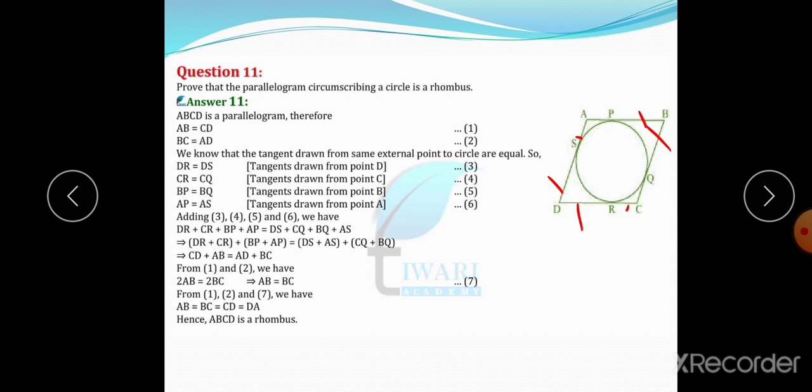Now substitute 1 and 2 in this equation. AB equals CD, so AB plus AB, 2 times AB. So the 2 cancels, and AB equals BC. Now adjacent sides are equal. When two adjacent sides are equal, then all the sides will be equal. So ABCD is a rhombus. This way you can prove the sum.